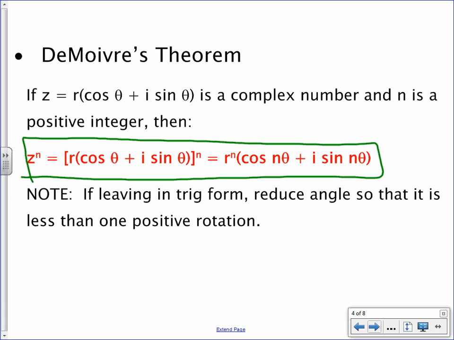Once again, you want your final answer's angle to be between 0 and 360, so you'll want to use your knowledge of coterminal angles. Ready for an example?